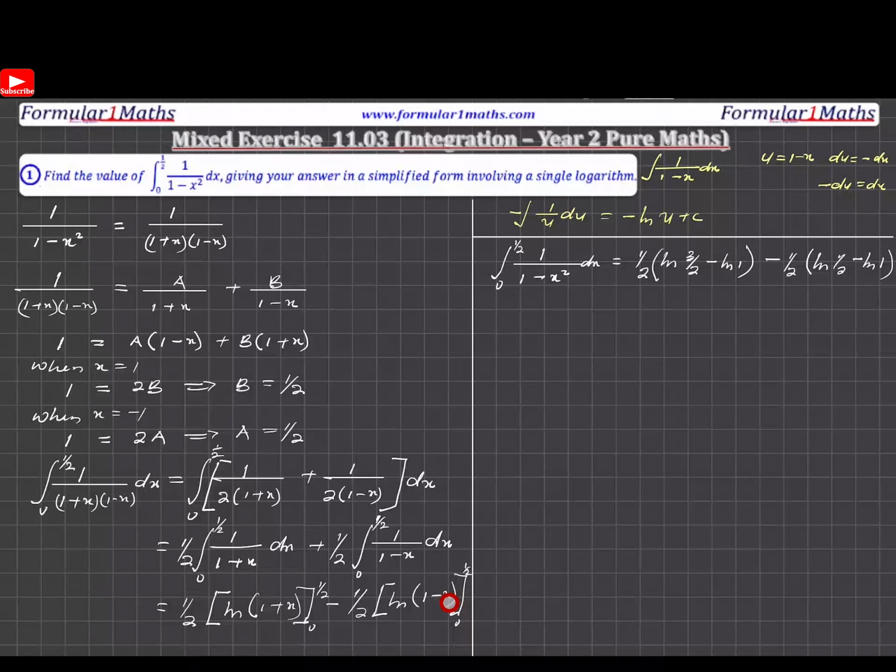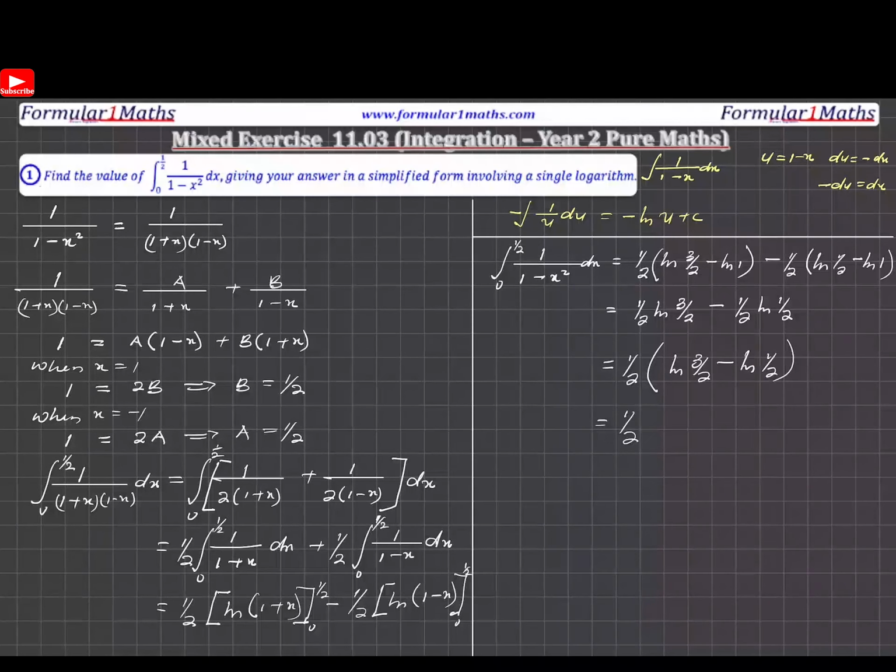Now let's simplify that. We're going to get half ln 3 on 2 minus half ln half, because ln 1 is 0 and ln 1 is 0. So I'm left with this. Proceeding from there, I'm going to factorize the half out. I'm going to get a half brackets ln 3 on 2 minus ln half.